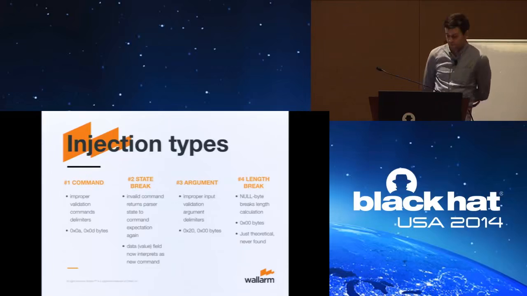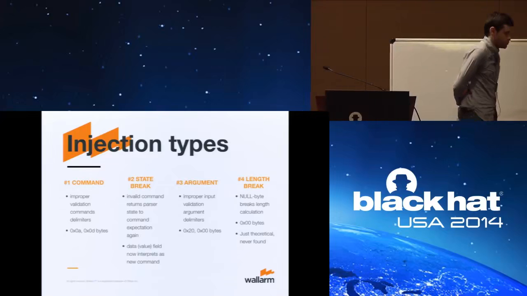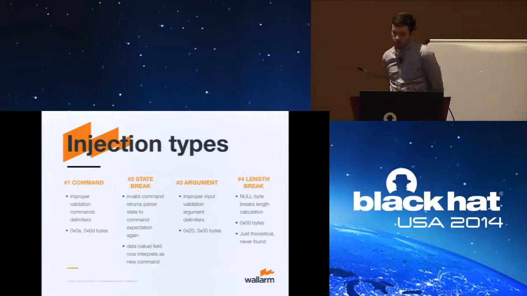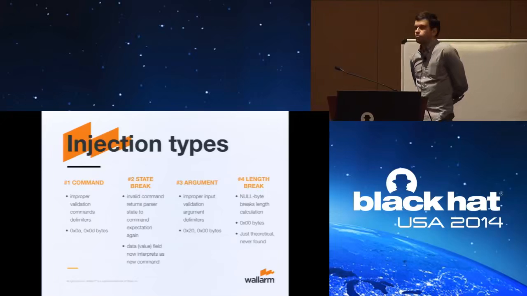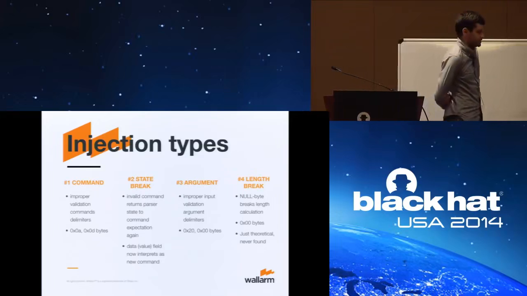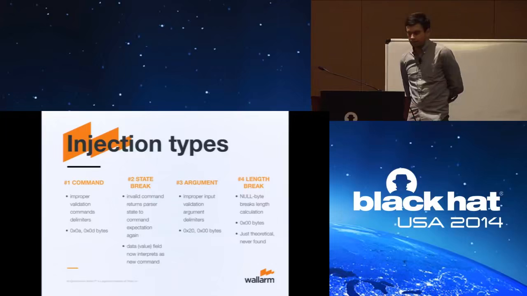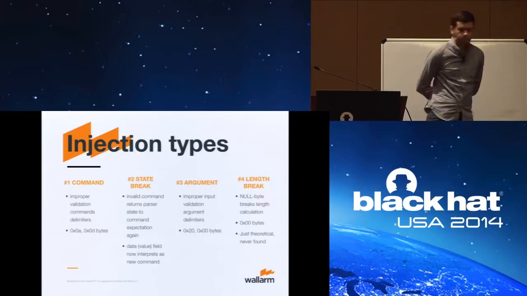Second type is state break. It's more complicated type and not so easy to understand. It's invalid command feature, because all plaintext protocols are state dependent. If you send an invalid command, protocol parser in the server side returns process state on a phase of expecting command. If your wrapper send data after invalid command, this data will be interpreted as a new command.